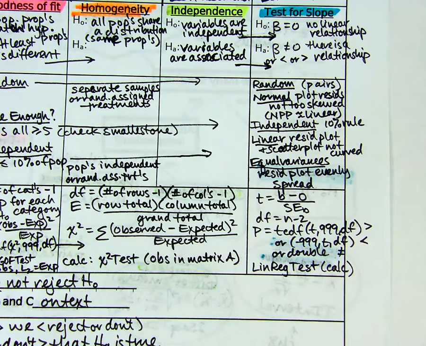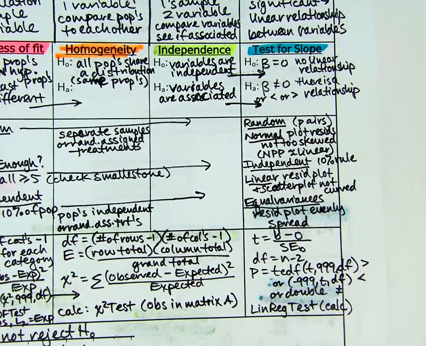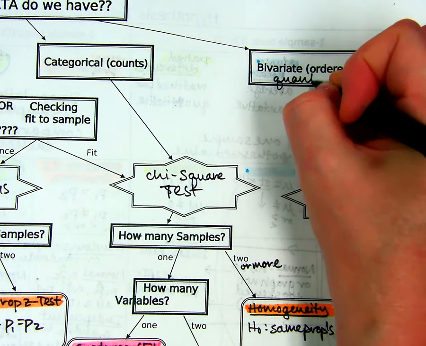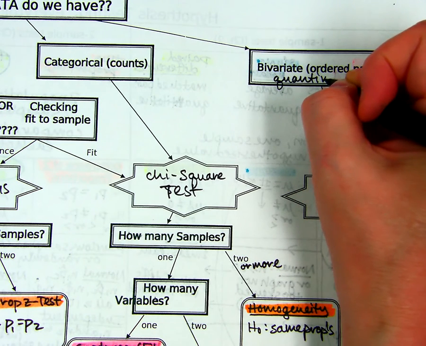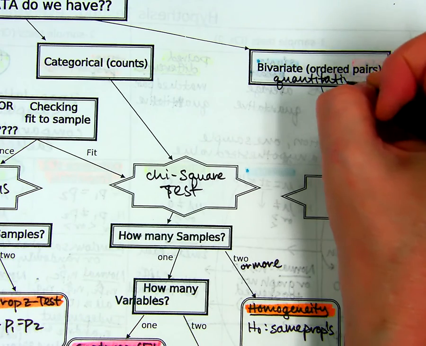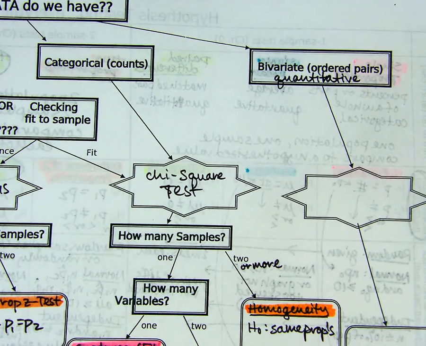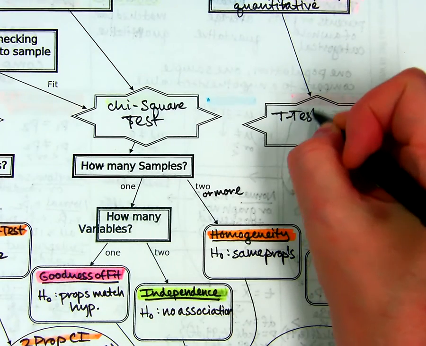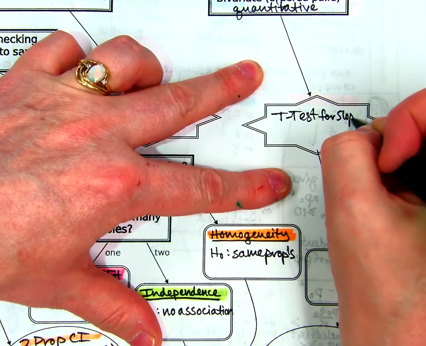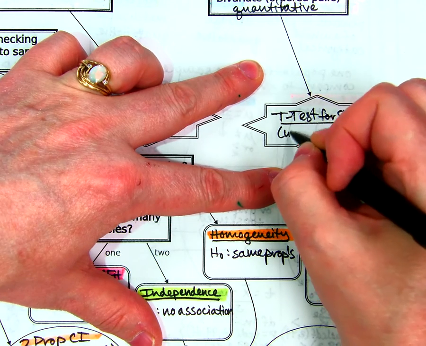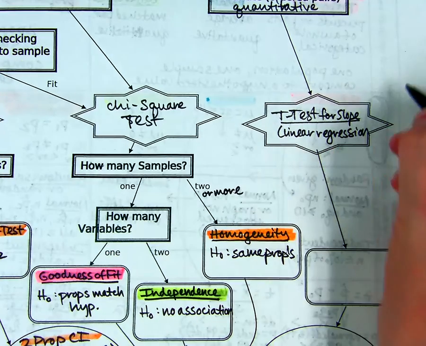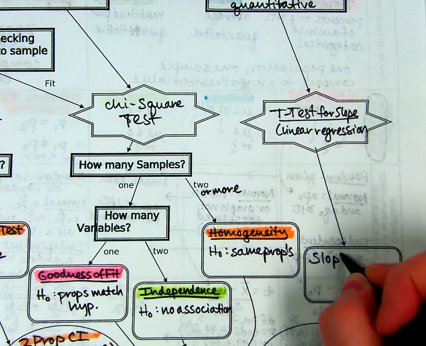So that was quick. It was just one column, right? No problem, right? Let's go to the other side and finish this off, and then we'll be done with the megachart. So this is quantitative. I forgot to put that as part of what I typed. Ordered pairs, in other words, two variables that are numbers, would lead you to be doing a t-test for slope, or sometimes called a linear regression t-test.